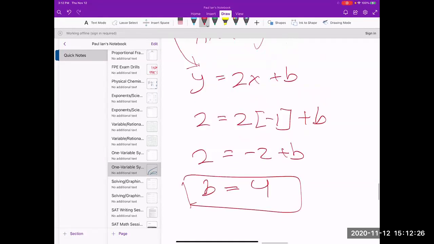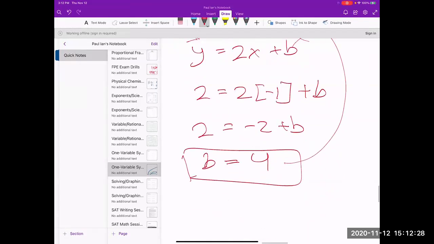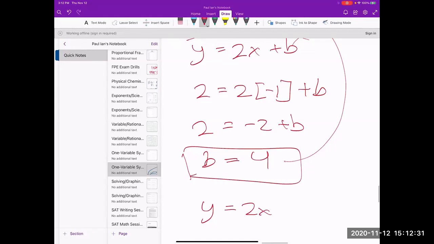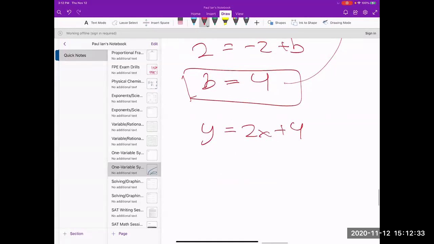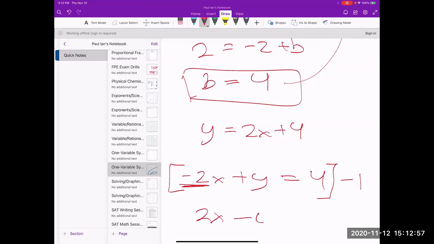And then you plug this back in the slope-intercept, so y equals 2x plus 4, right? And then how do you turn this into the standard form? Minus 2x plus y equals 4, right? And then what do you do now? Times -1, because you don't want any negatives for the x. So 2x minus y equals -4. And that's it.